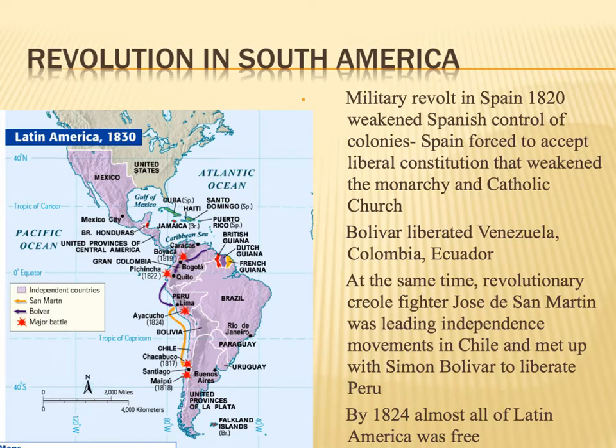At the same time, like we saw in the video, there's another revolutionary Creole fighter, José de San Martín, who was leading independence movements in the southern part of Latin America. If you look at the map here, Simón Bolívar is the purple arrows, going west across South America and then southward, whereas José de San Martín is the yellow arrow coming up north. Eventually they meet up, they liberate Peru, and by 1824, almost all of Latin America was independent from Spanish control.